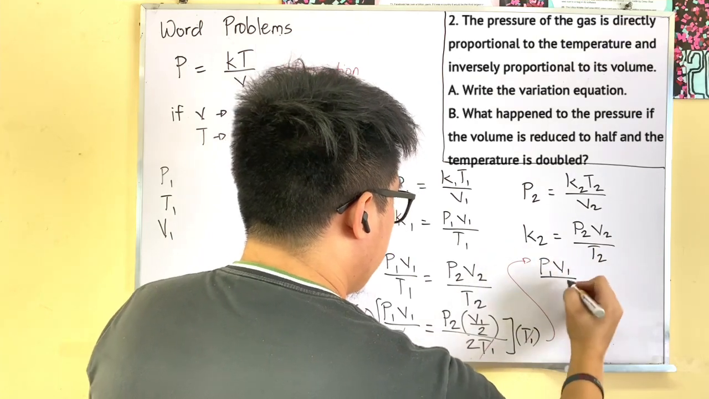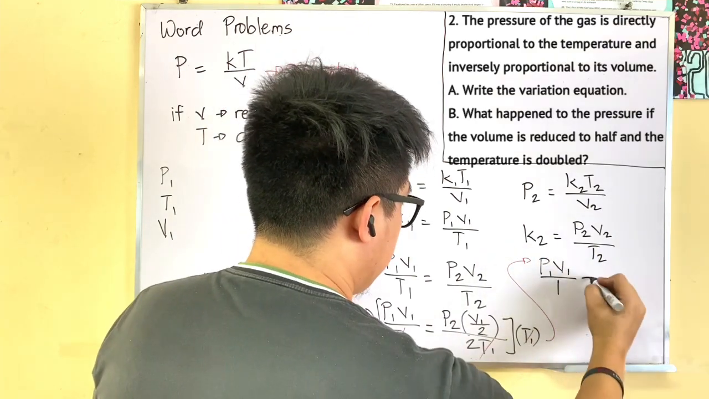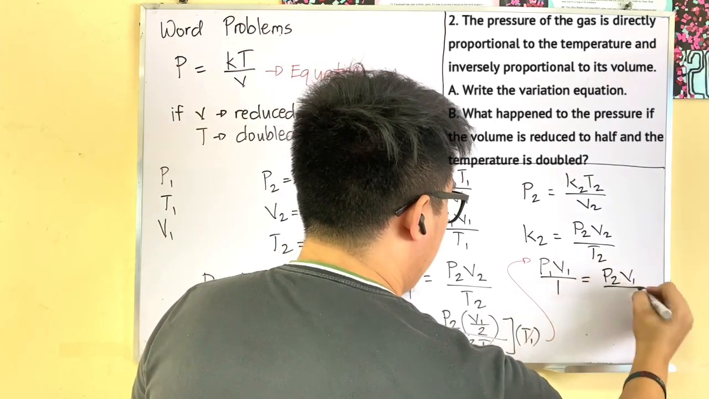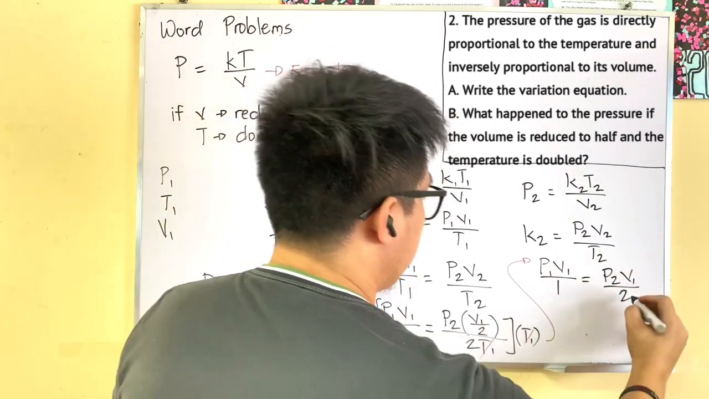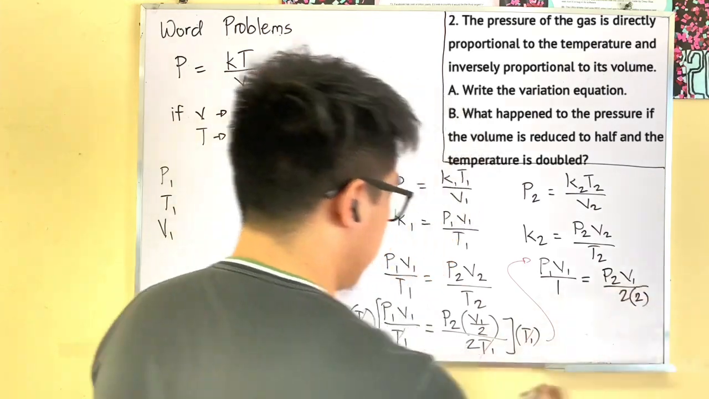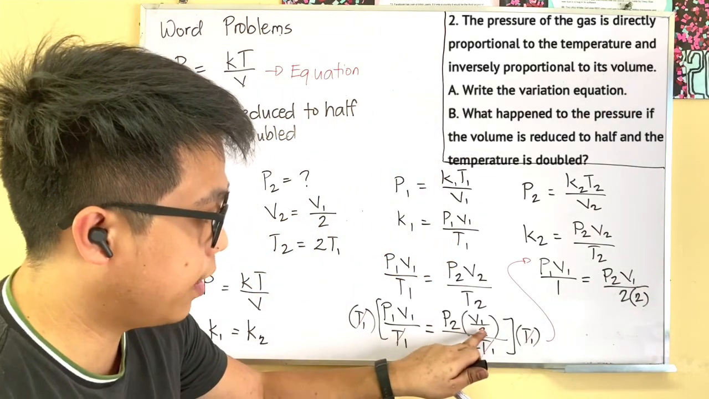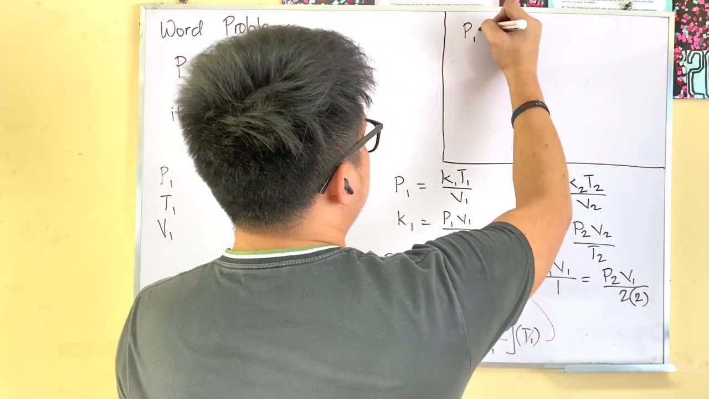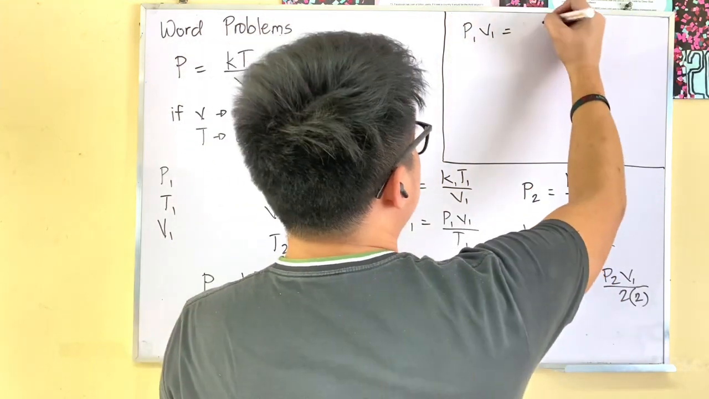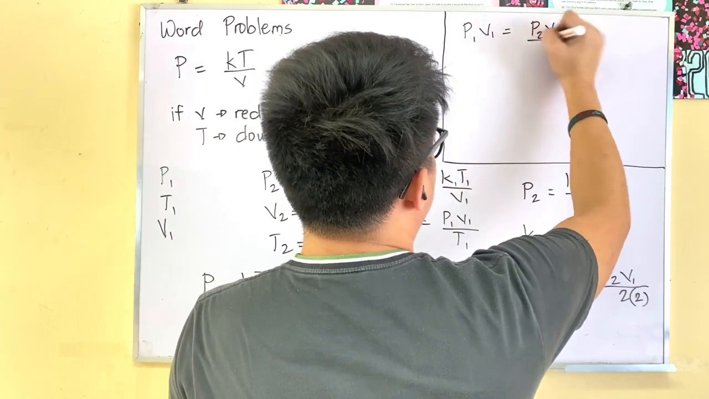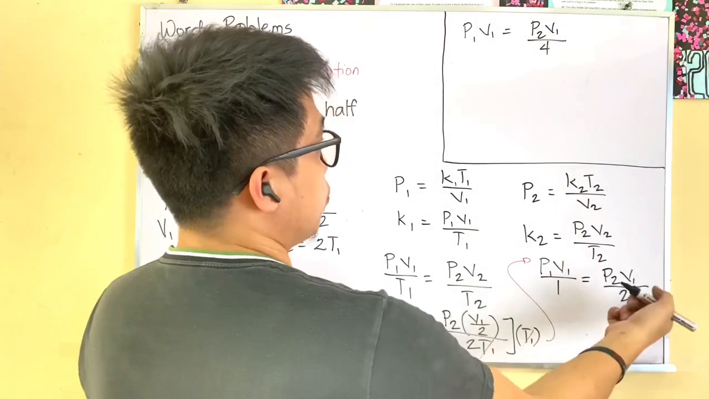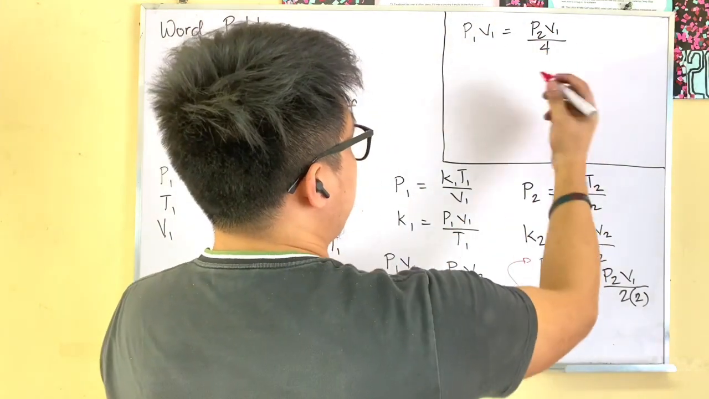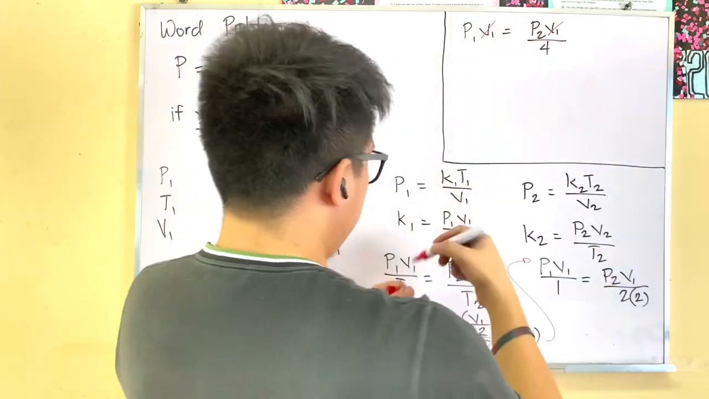P1 V1 all over 1 is equal to P2 V1 all over 2 times 2. Kasi may natira pa tayong 2 dito. Tapos yung 2 na denominator, binaba ko na din. So, from here, P1 V1 is equal to P2 V1 all over 4. 2 times 2 is 4. So, para silang may V1. So, divide natin both sides by V1. So, makakancel na si V1.